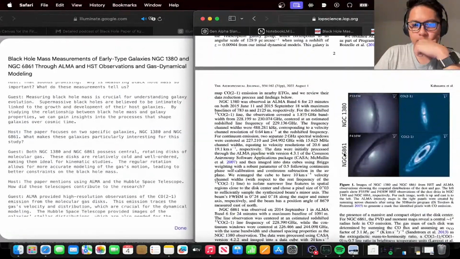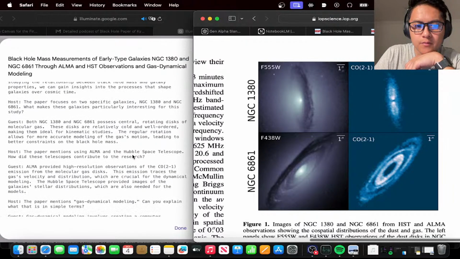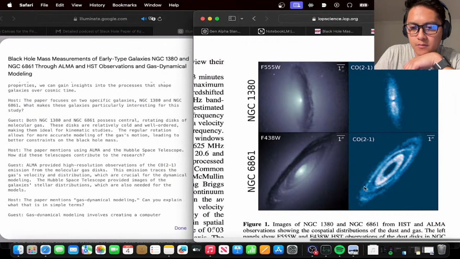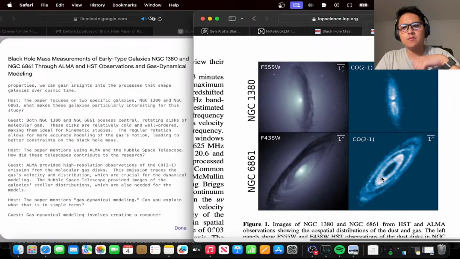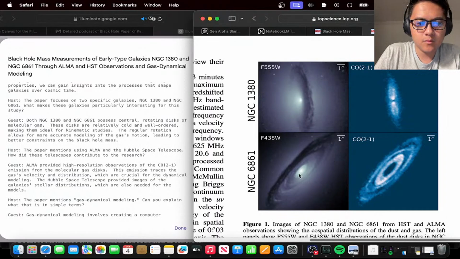How did these telescopes contribute to the research? ALMA provided high-resolution observations of the CO 2-1 emission from the molecular gas disks. This emission traces the gas's velocity and distribution, which are crucial for the dynamical modeling. The Hubble Space Telescope provided images of the galaxy's stellar distributions, which are also needed for the models.